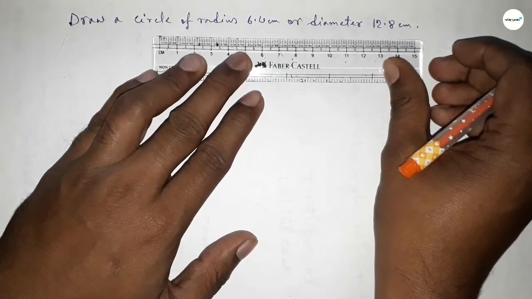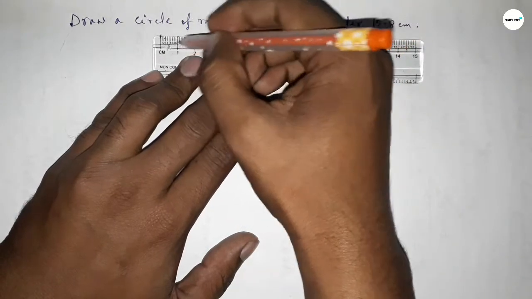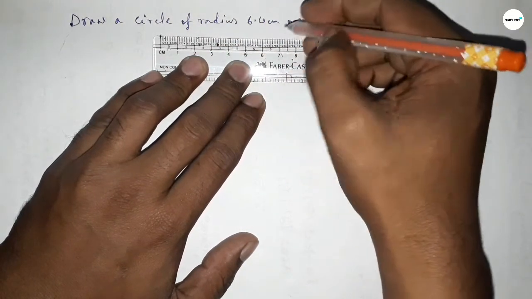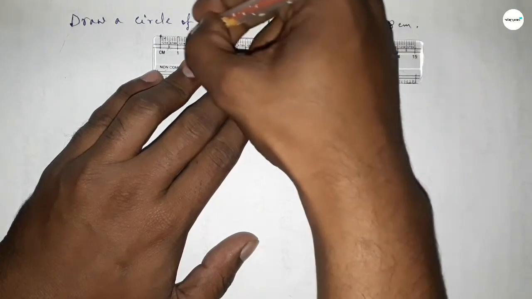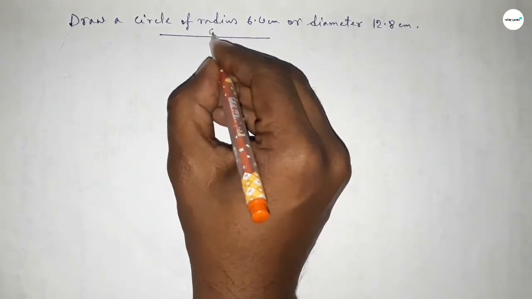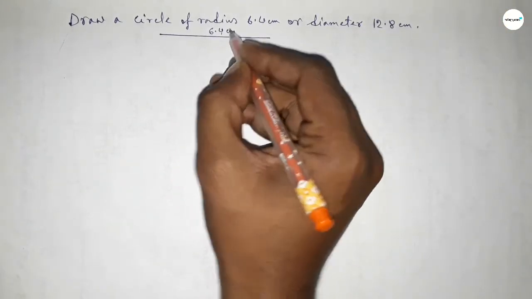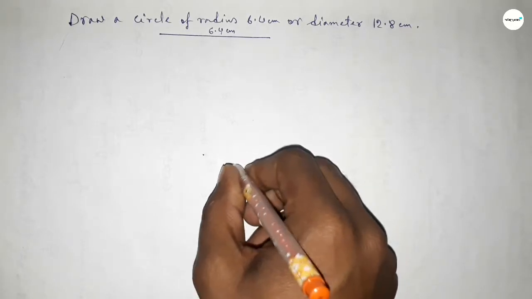First of all, drawing here the radius 6.4 centimeter. So this is starting 0, 1, 2, 3, 4, 5, 6 and this is 6.4 centimeter, and we know that radius of a circle is half of diameter. So this is 6.4 centimeter. Now taking here a point.